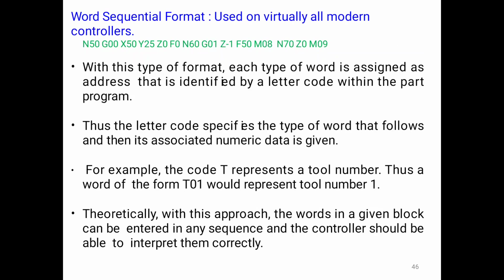The word address format is used in virtually all modern controls. With this type of format, each type of word is assigned an address that is identified by a letter code within the part program. Thus, the letter code specifies the type of word that follows, then its associated numerical data is given. For example, the code T represents the tool number. Thus, the word T01 represents tool number 1.